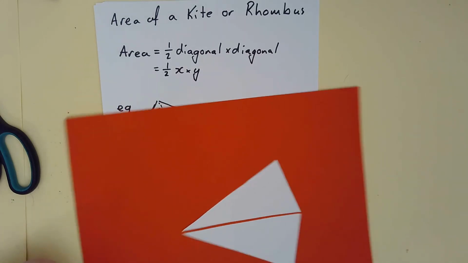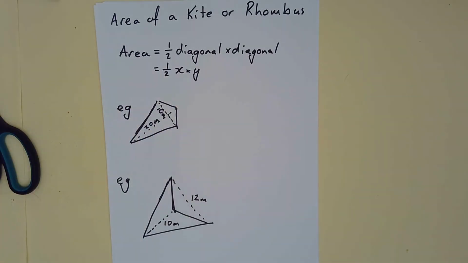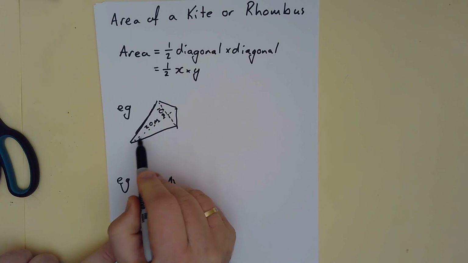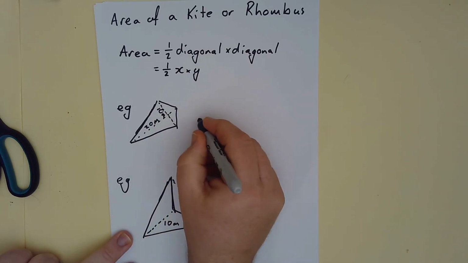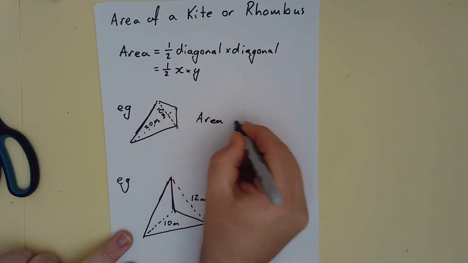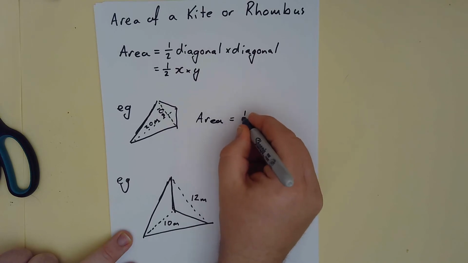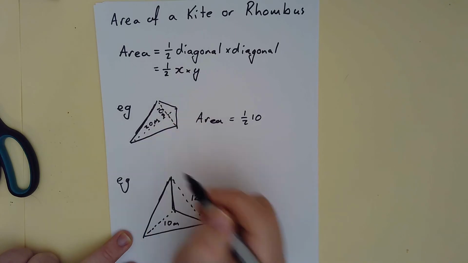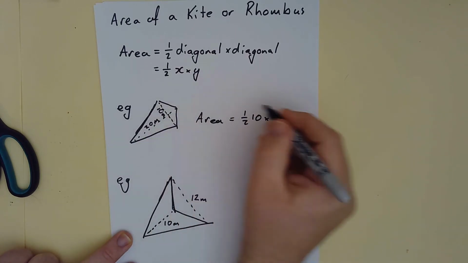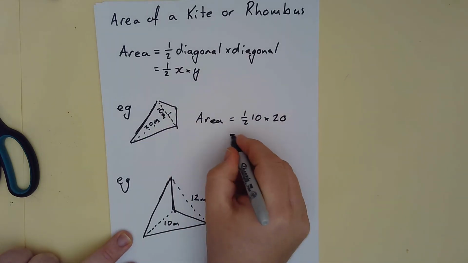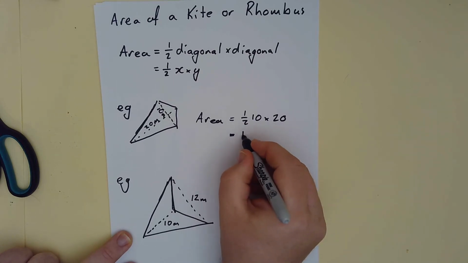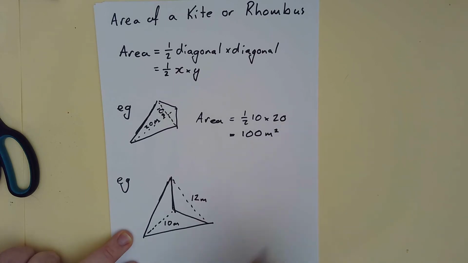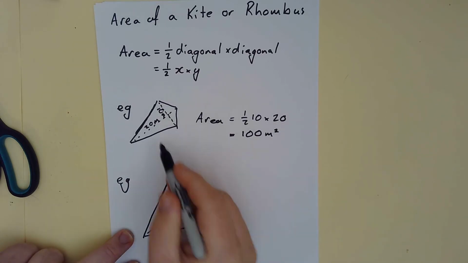So let's put that into practice. So I've got a little kite here, similar to what I got, a bit hard to read. It's 10 meters by 20 meters. So I want to get the area. Then I'm going to have a half of 10 meters. So that would be the height there times the 20 meters. And so if I put that now in my calculator, I get 100 meters squared. Again, remembering to put my units.